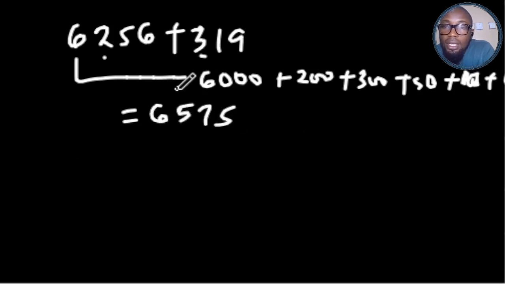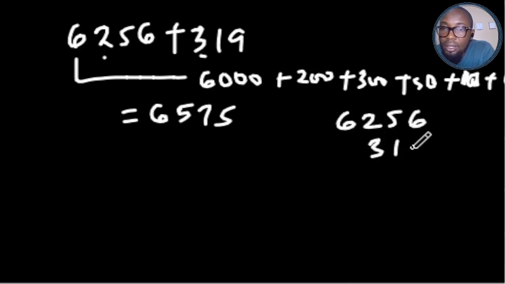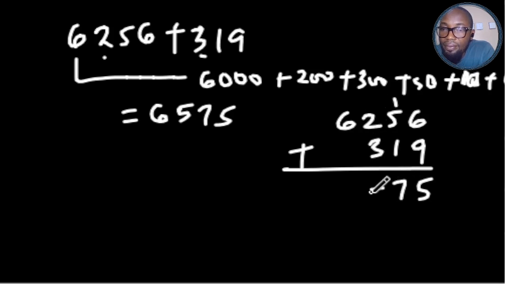6,575. Let's check if this is correct. 6256 using your column method, 319. So here is 15. We have 7. We have 5. And we have 6.